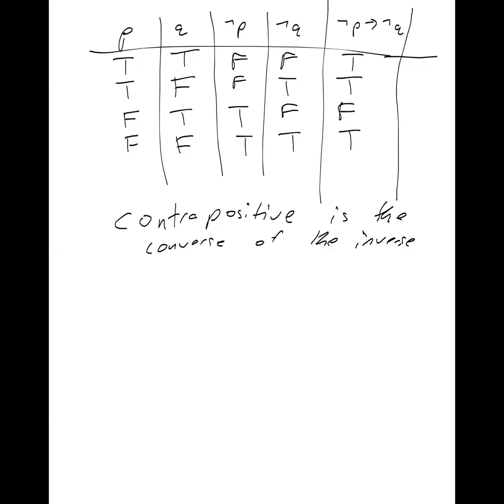What's the converse of the inverse? So let me write them down again. There's the original, P implies Q. I'll say OG for original. That's what original means, right? Okay, so P implies Q, that's the original. Then we have the converse. What's the converse by itself? Q implies P, right? That's the converse.